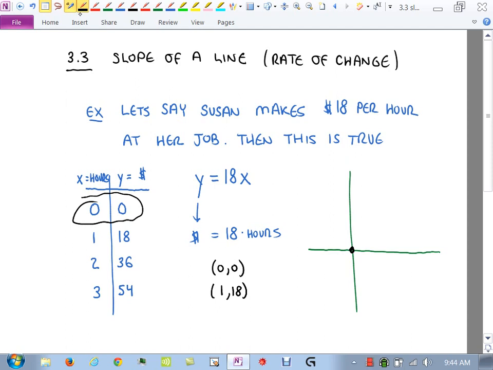So I need to go out to the right 1 and then up 18. Let me change my scale. Remember how we talked about scale last time? I'm going to go 1, 2, 3 to the right, but up and down, I'm going to count by 20s. 20, 40, 60, something like that. Then if I go to the right 1, I should go up 18. That's my next point. If I go to the right 2, I should go up 36. And if I go to the right 3, I should go up 54. And you notice that all those lie on a line, right?